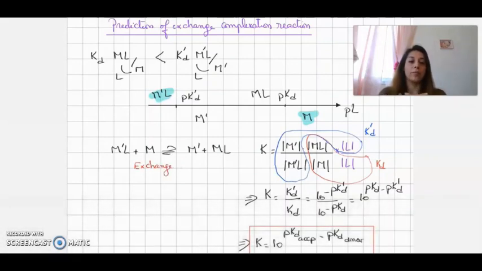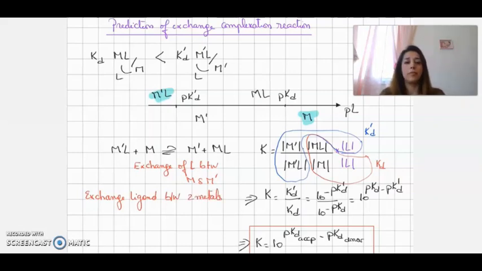So anytime that we have exchange of ligand between two metals, we have a reaction like an acid-base reaction between two couples, and the K of the reaction can be applied directly as K equal 10 power pKD acceptor minus pKD donor.